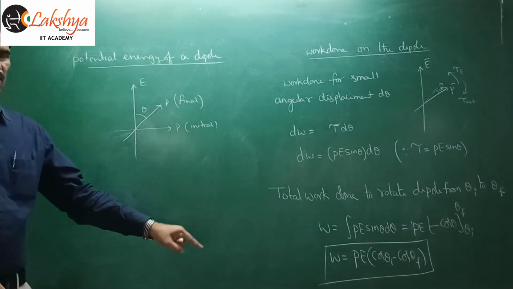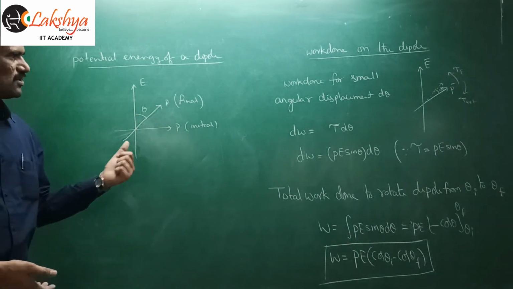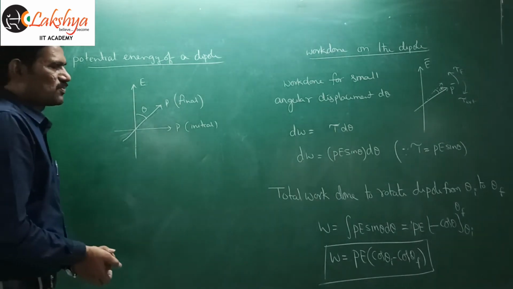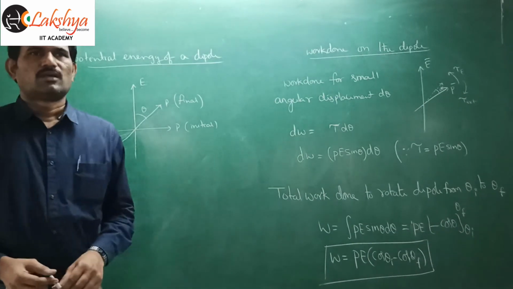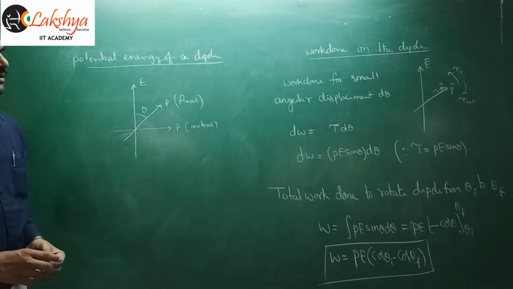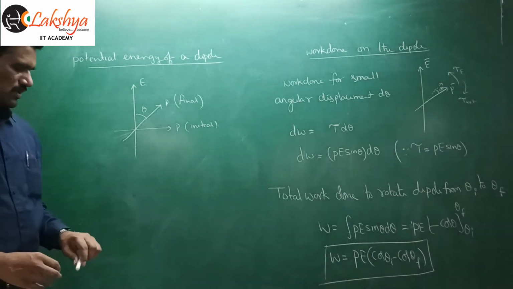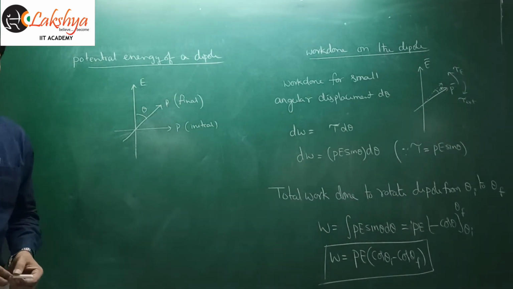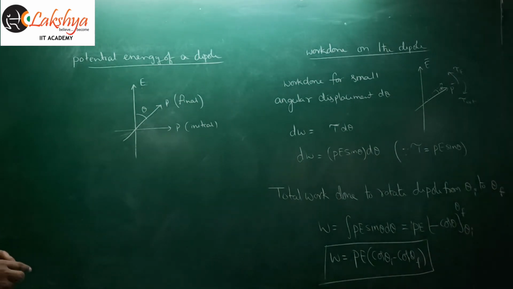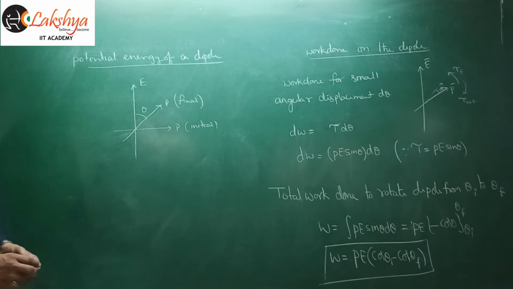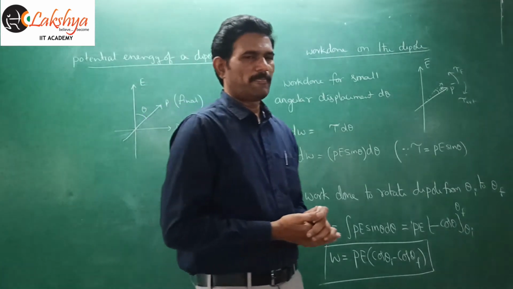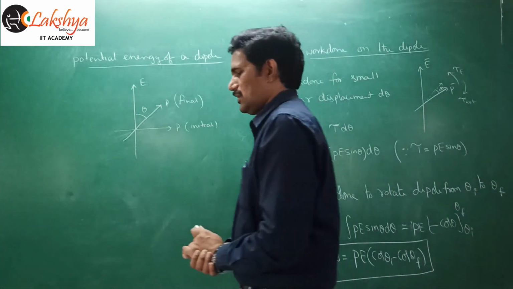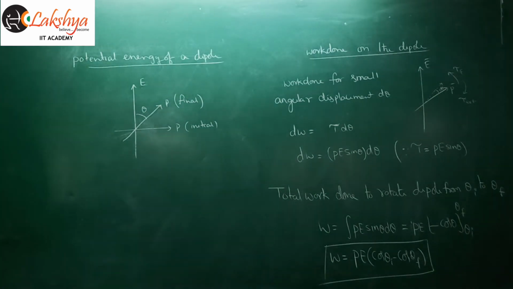First note the work done on the dipole in a uniform electric field, and next is the potential energy of the dipole. So write the definition of this potential energy. The amount of work done by the external agent in displacing the dipole from its initial normal position to any angle theta is stored as potential energy in the system.